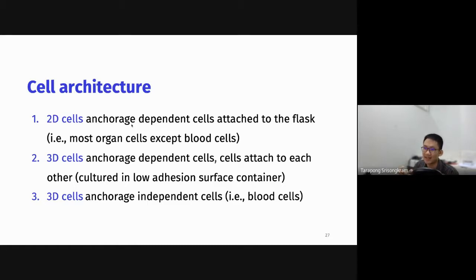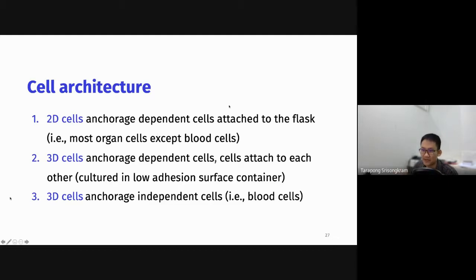So we call those cells anchorage dependent cells. It means that they need something to attach to in order to survive. So the 2D cells, those anchorage dependent cells, will attach to the flask in order to survive. But for the 3D cell culture, the same cells are cultured into a flask that has a low adhesion surface, so they will not attach to the flask. They will attach to each other and form the 3D structure. I will show you in the next slide.